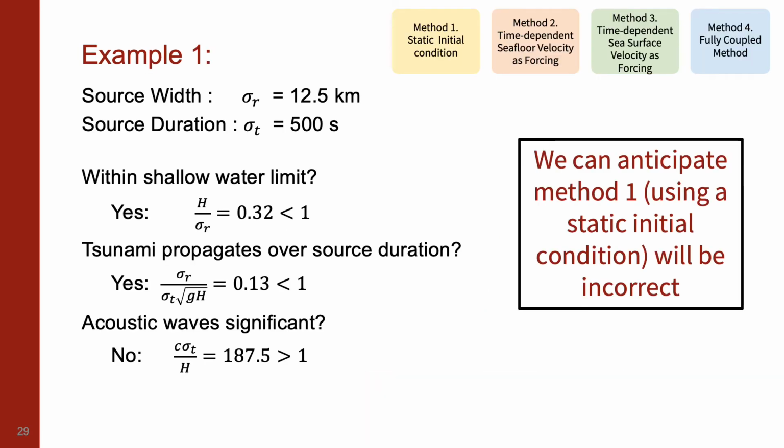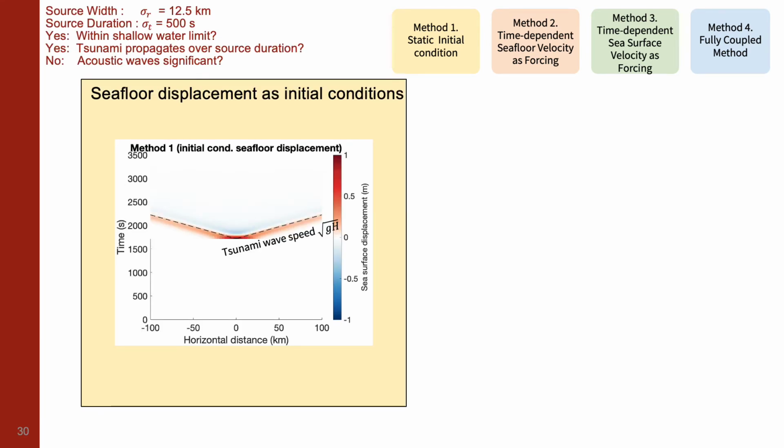For this first example, we show a problem in the shallow water limit. Based on scaling, we expect the tsunami will propagate over the source duration. Therefore, we anticipate method 1 will incorrectly model the tsunami. Here are the results from the first modeling technique.